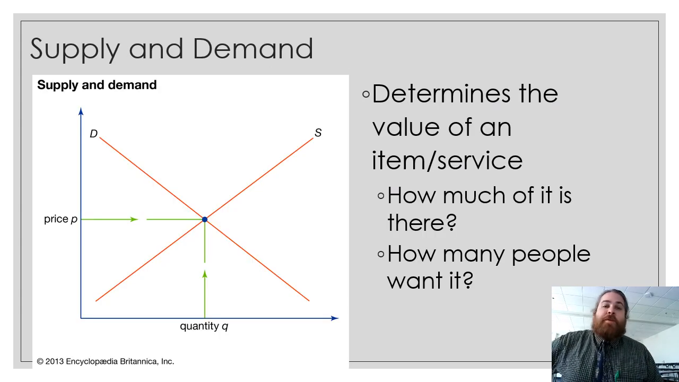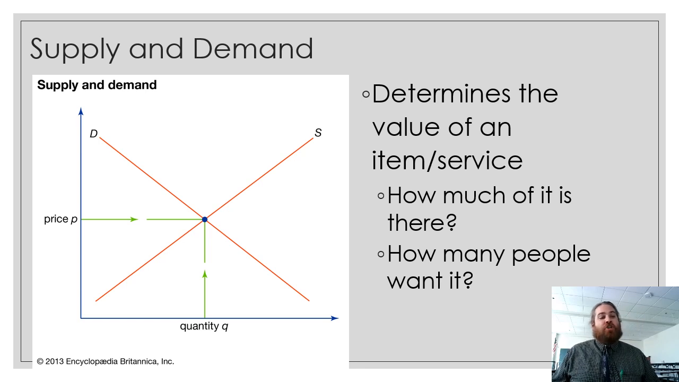Let's talk just a little bit about how basic economics works. So you may be asking yourself, what determines the value of an item or a service, Mr. Mueller? Why is one thing $5 and another thing $500? Well, when we look at economics, primarily value is driven by supply and demand, which very, very basically is how much of something there is versus how many people want it.